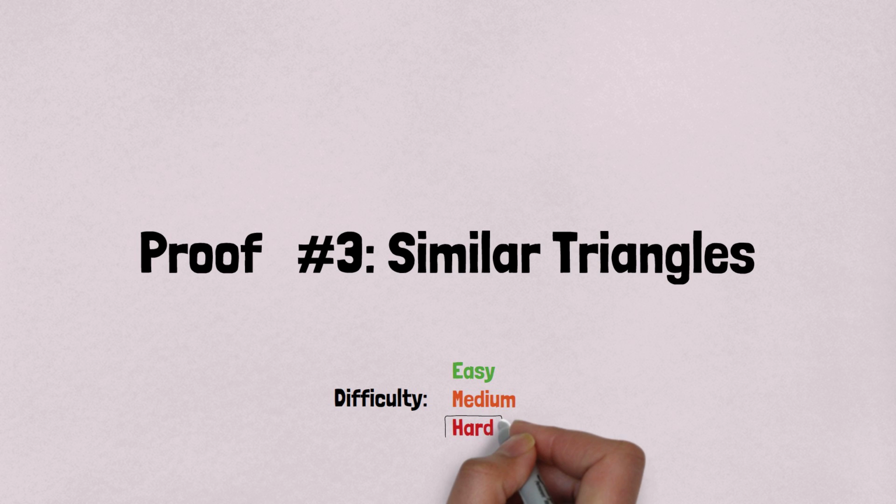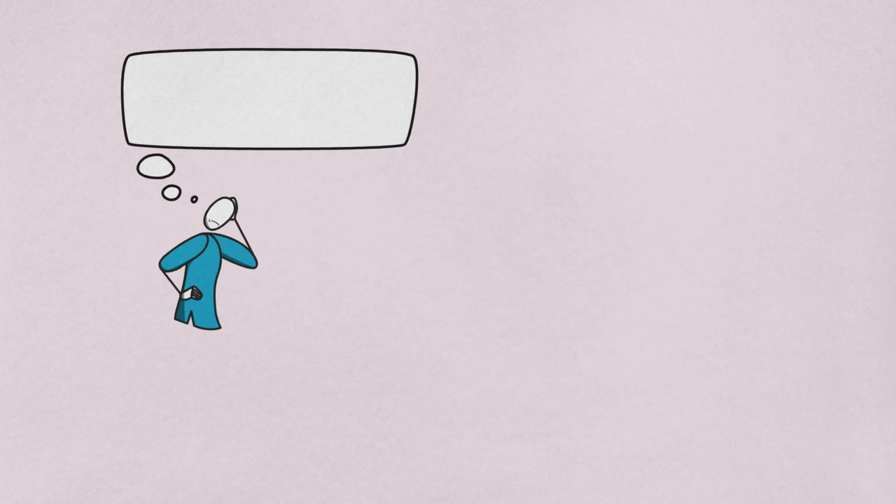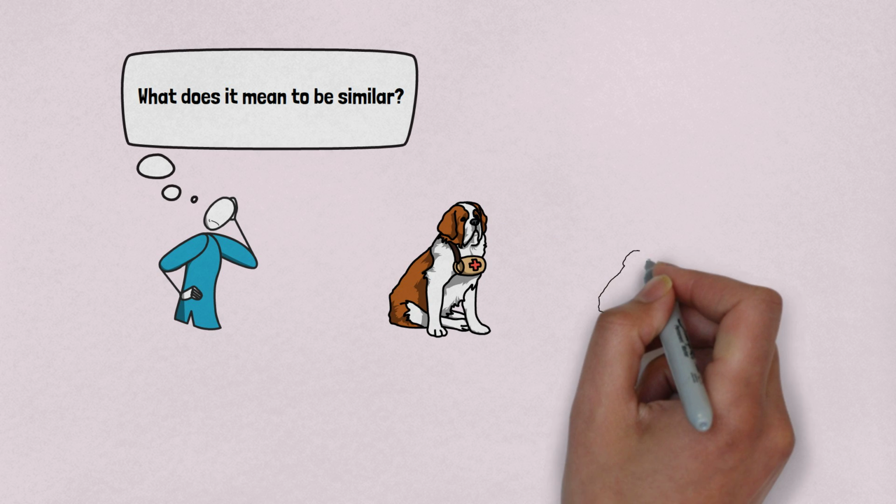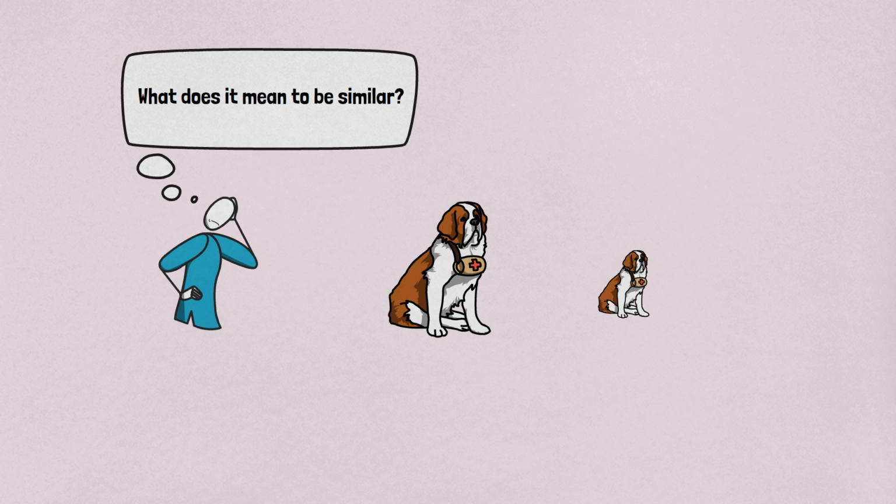It's going to be on the harder side because it uses the concept of similar triangles. First, what does it mean to be similar? Well, suppose we have a rescue dog here. A dog gives birth to a smaller dog, and for some reason, we decide to clone it and rotate it. We say that all these dogs are similar if their proportions are the same.